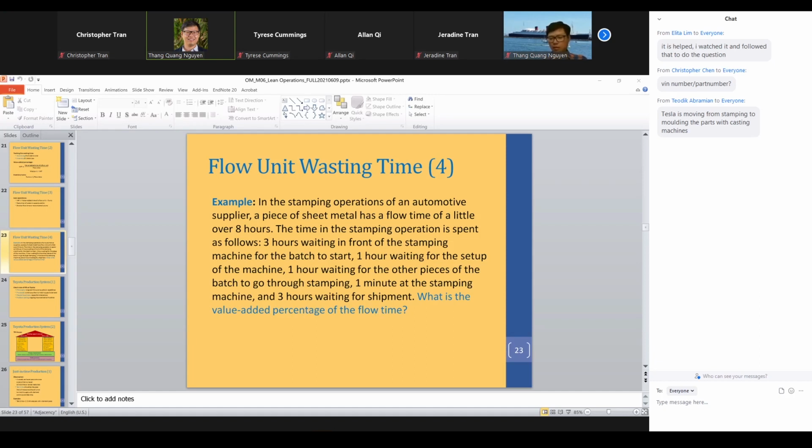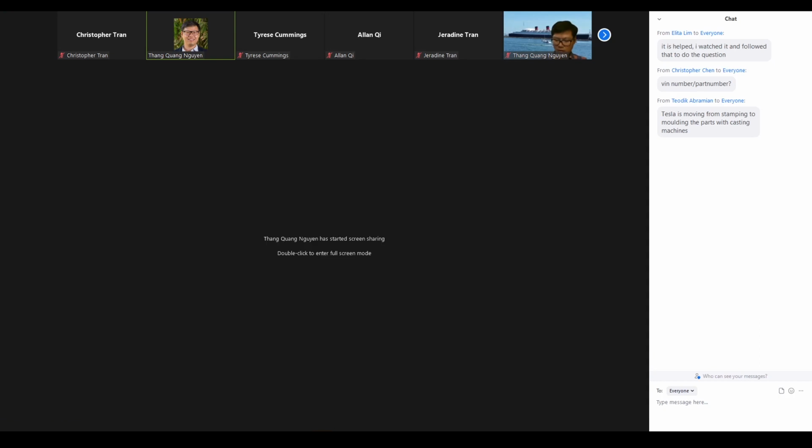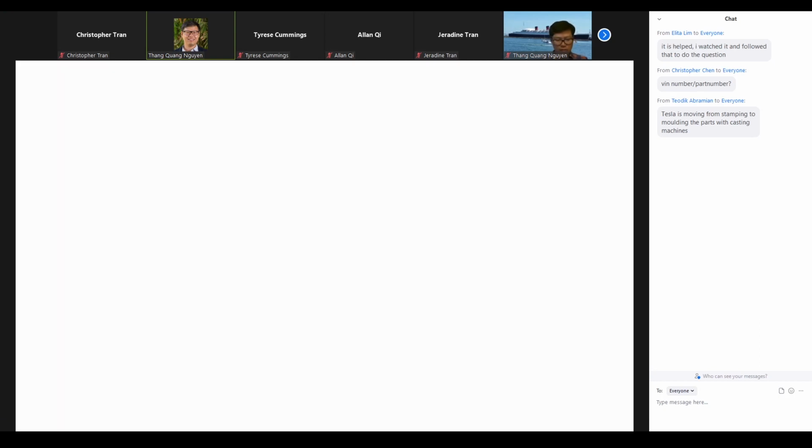So let me go back to the whiteboard, and I'd like to draw something so that we can see more details here. I believe that all of you already did this when you did the connecting, right? But it's just another chance for us to review the concepts. So we have module 6 about lean operation.